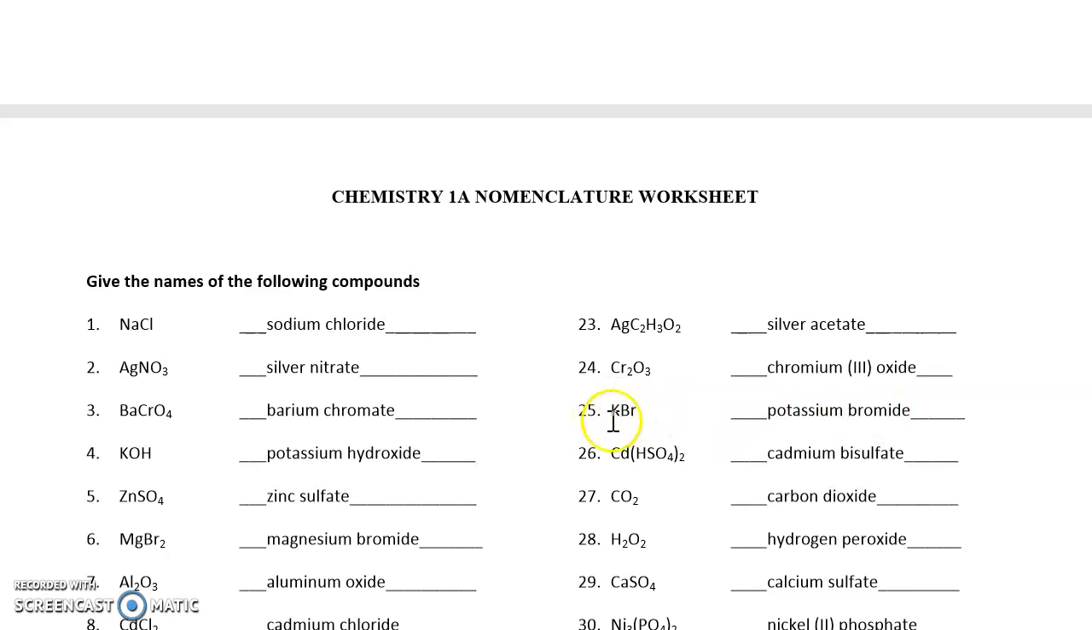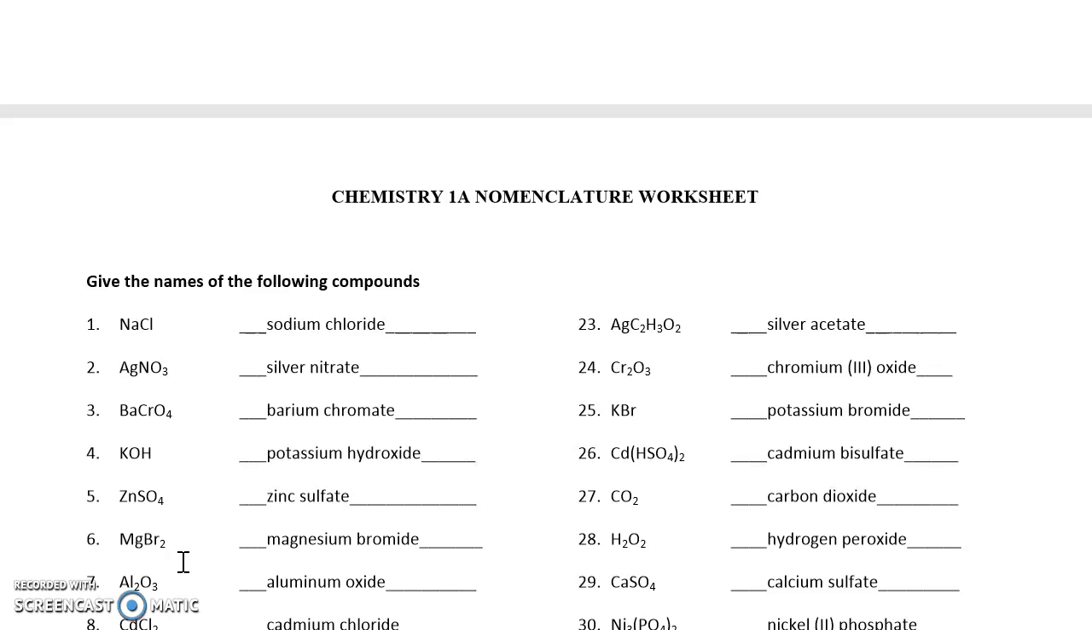It's a 1-to-1 ratio. And there are no prefixes. We can tell there are no prefixes when we look, for example, at number 6. We can see magnesium bromide. Here it's a 1-to-2 Joseph-Proust definite proportion. But we don't put dibromide.